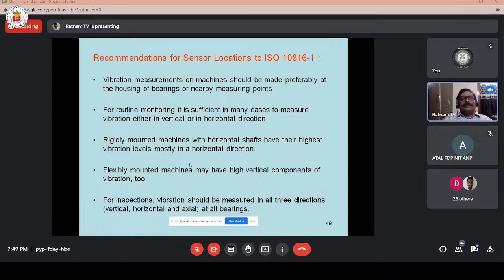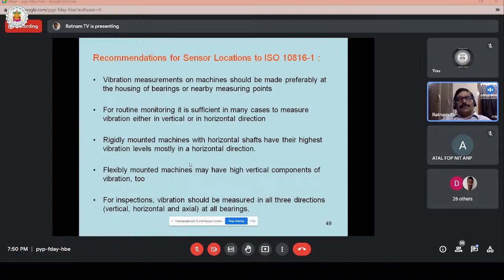Based on the location of the accelerometer or sensor on the machine, it gives proper information for analyzing and diagnosing the fault. Vibration measurements on machines should be made preferably at the housing of bearings or nearby measuring points. Basically, all the measuring points should be on the bearing housings, which are load bearing points of any rotating machinery. For routine monitoring, it is sufficient in many cases to measure vibration either in vertical or in horizontal direction. Not only a single direction, we need to measure in vertical, horizontal, and even axial direction also. We need to measure in all 3 directions.